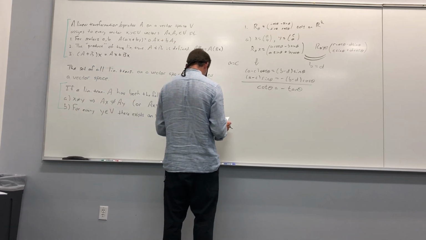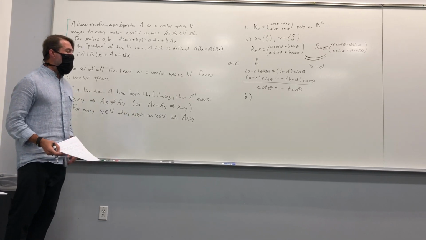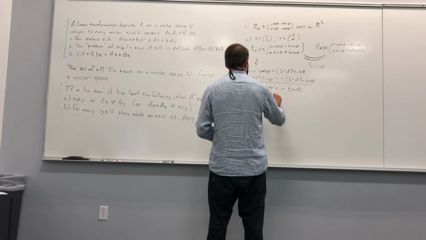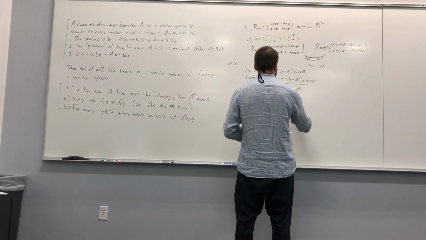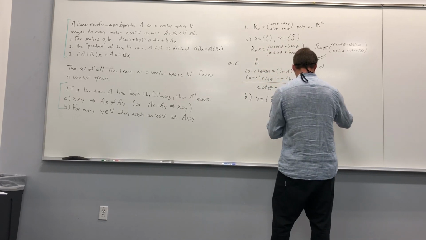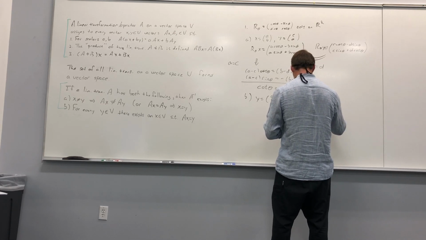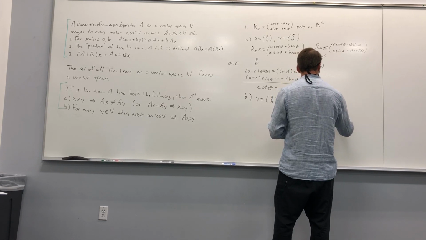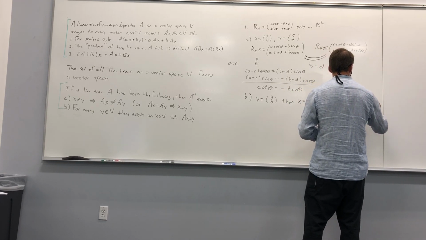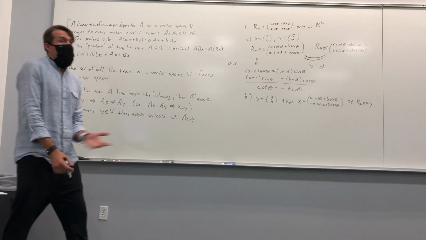Okay. Condition B: for every vector y in the space, there exists a vector x in the space such that A acting on x gives me y. Well, if I take y to be (A, B), then there is a vector x, which is (A cosine theta plus B sine theta, minus A sine theta plus B cosine theta), such that R theta on x equals y. Okay? You can do that.